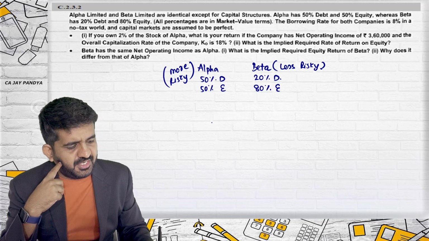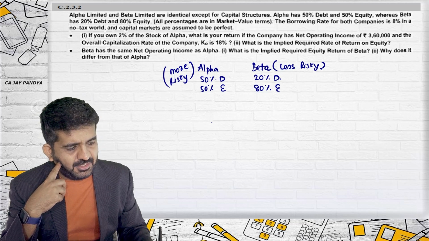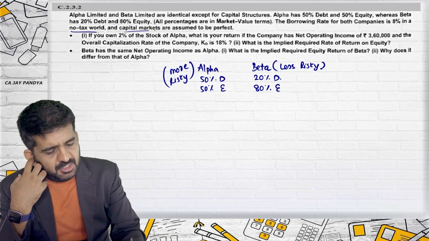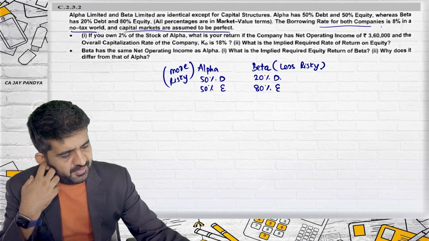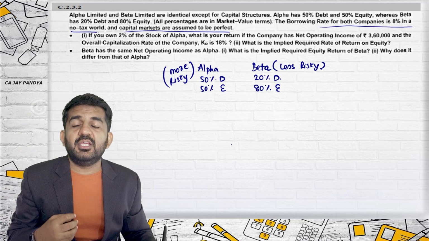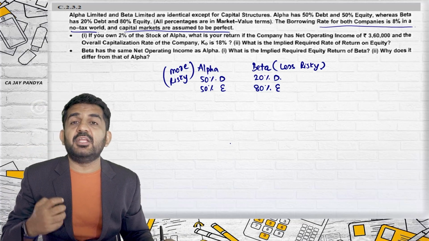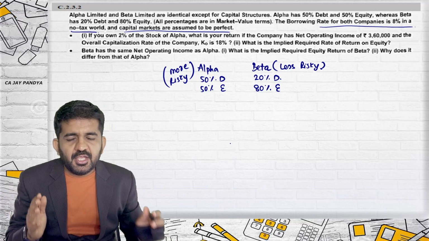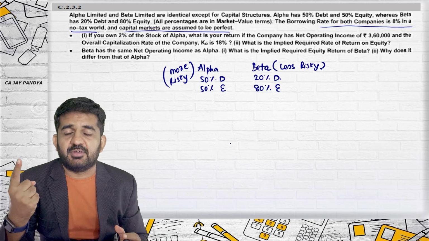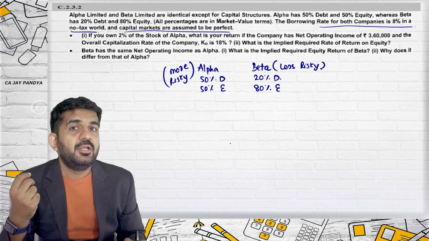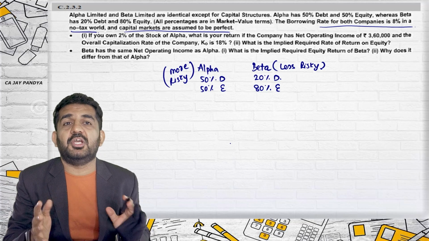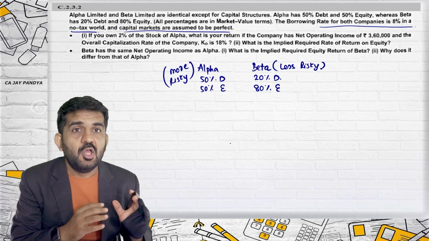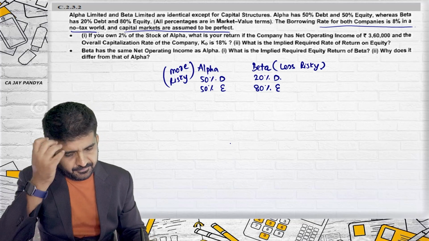The borrowing rate for both the companies is 8% in a no tax world, and capital markets are assumed to be perfect. What we are learning are capital structure theories. In theories, the author takes some assumptions also. Which type of assumptions are taken? Number 1, there are no taxes. Number 2, capital markets are perfect, that is, all investors are very much rational and intelligent.